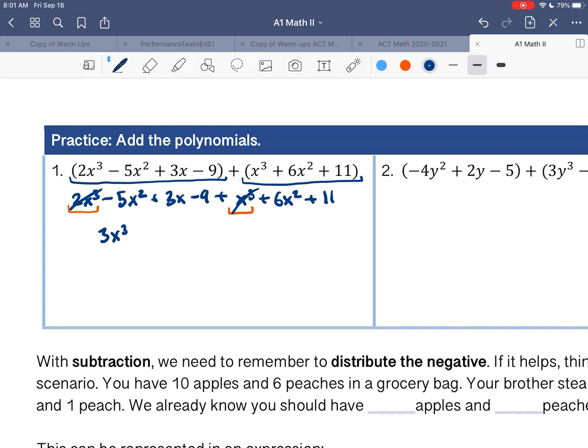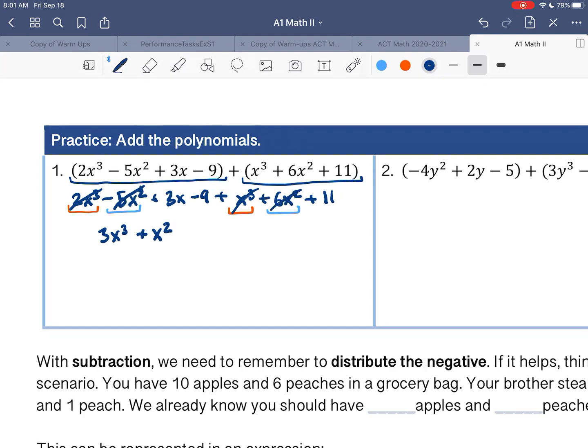And then we have negative 5x squared can be combined with this 6x squared. Again, because the variables are the same and the powers are the same. So same variable raised to the same power. So that is a negative 5 plus 6, which makes just a positive 1x squared, which I'll just write as a plus x squared because we don't need the 1 on there, it's implied. And then I'll cross those out.